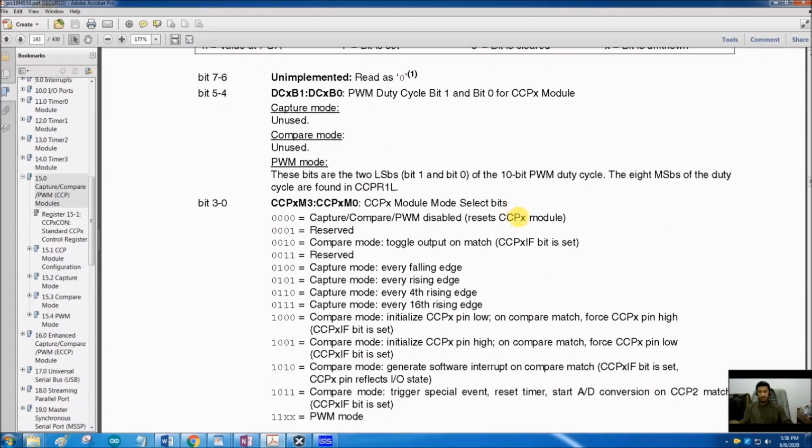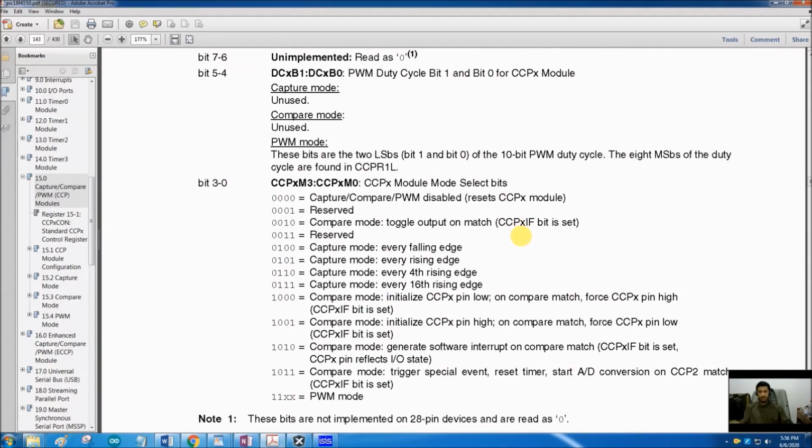As I said earlier, there is only one module and we have to select between the capture, compare or PWM mode. So how do we select between those three modes? Using these 4 bits. Now the question is, why do we need 4 bits to select between 3 modes? We could use only 2 bits to select between 3 modes, but inside those 3 modes there are further sub-modes. So there are many combinations in which these modes can be selected, and we will discuss them in detail in today's lecture.